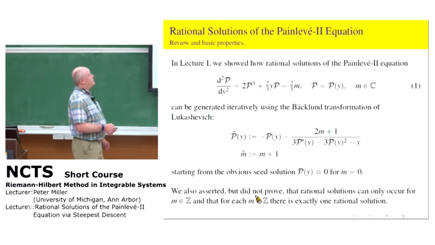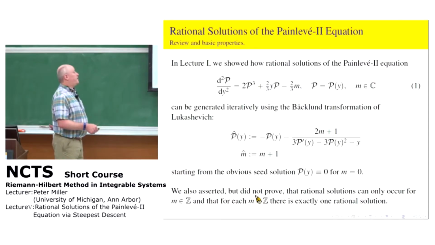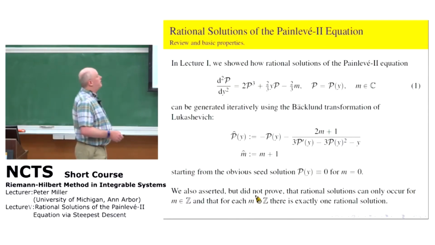And so the rational solutions are generated by starting with the simple solution that p is the zero function when m is the zero constant, and then turning the crank with this Bäcklund transformation over and over again, and that has the effect of incrementing the value of m by integers, okay? So we asserted also in lecture 1, but we didn't prove that rational solutions can only occur for integer values of m in this equation, and that for each such m, there's exactly one rational solution. But those are not so difficult to prove, so we can try that.